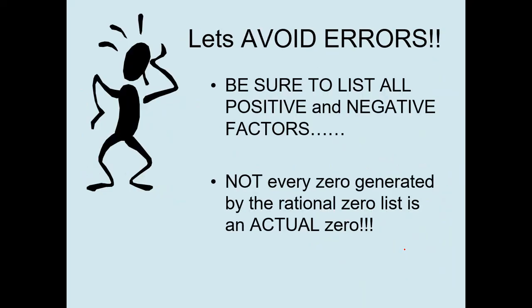So let's avoid errors, okay? Because this is a very error-prone theorem that you have to use. Be sure to list all positive and negative factors. You always want to make sure that maybe that negative might work for you. Not every zero generated by your list is an actual zero. We don't know which one works. We have to play the guess game to find which one works, okay?